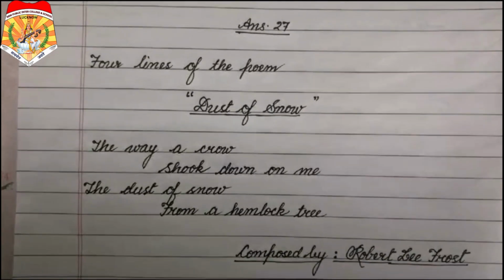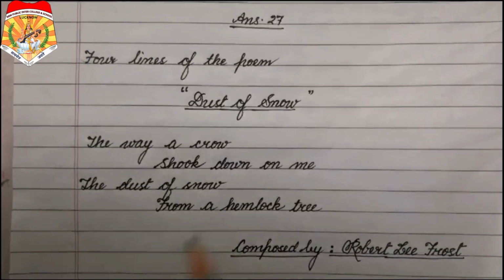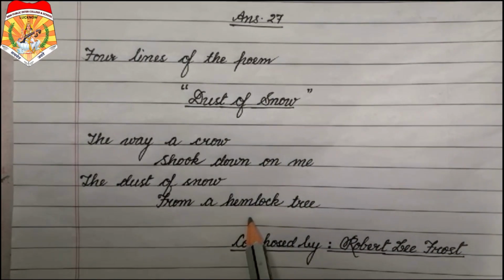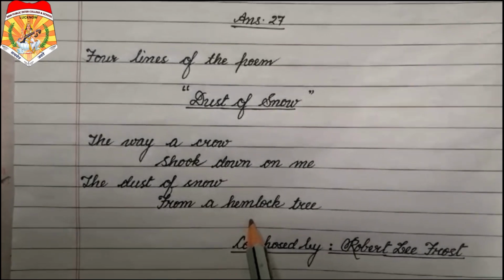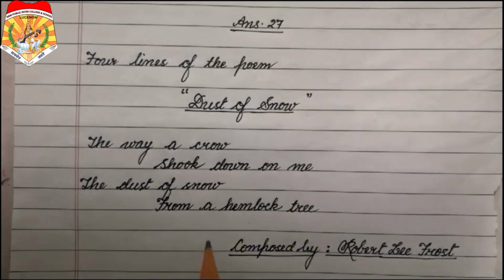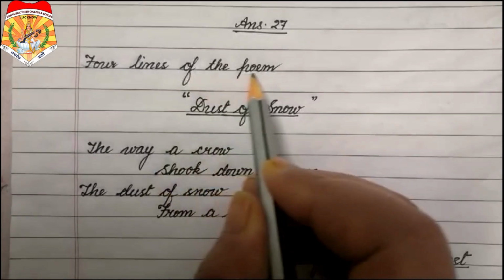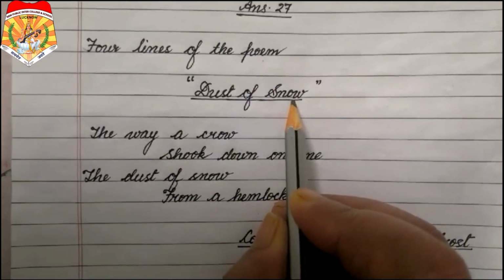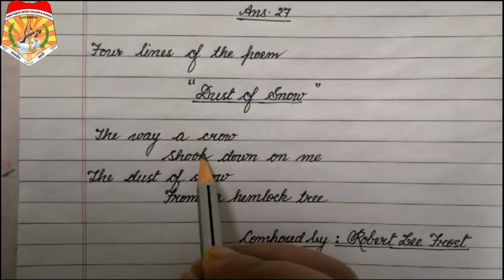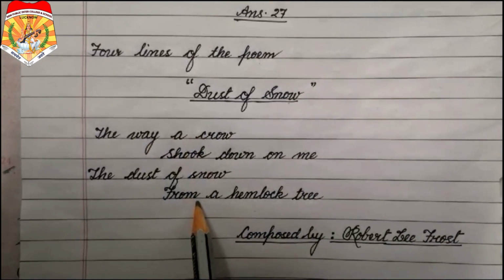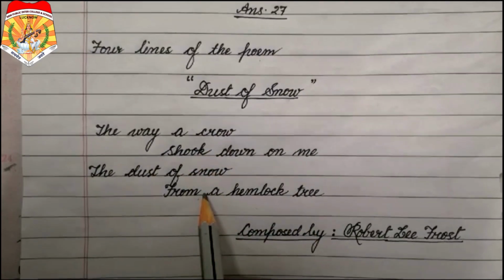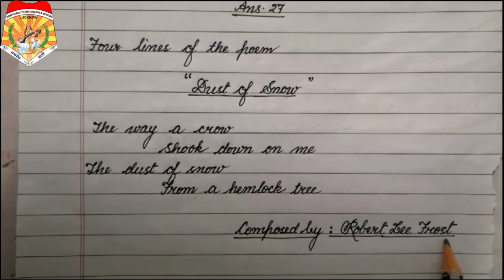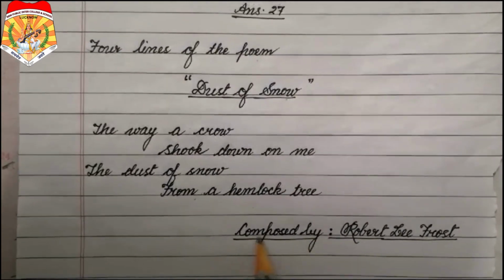And my suggestion to you is to write 4 lines of the poetry, because in this you can get full marks, 4 out of 4. So if you are writing 4 lines of the poetry, first of all you have to write the title of the poem and then write 4 lines like this. After writing 4 lines, write the name of the poet on the right hand side after writing composed by.